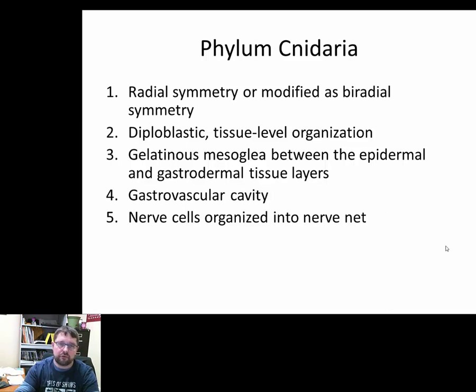I'll often get questions from students that say, well, can this organism feel pain? Can a worm feel pain? Pain is kind of an interesting term. Can the organism feel sensation? Yes. So Cnidarians can feel sensation. Can they feel when you touch them? Yes. They can feel that kind of sensation.